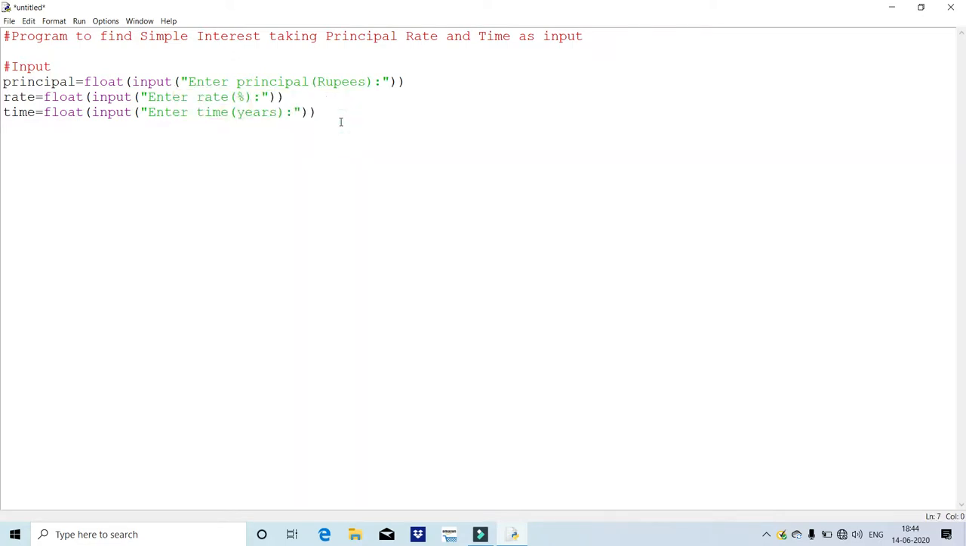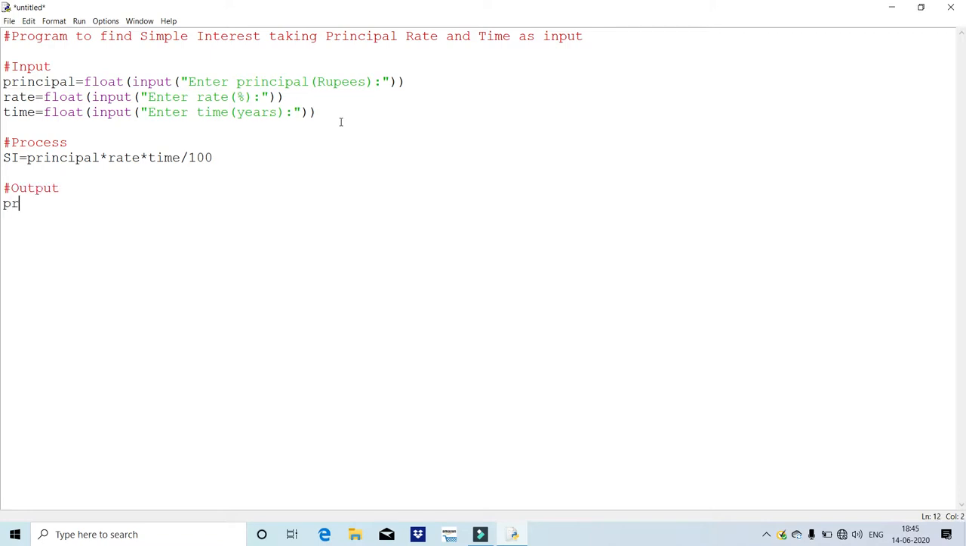So after that you have to process it. In process, I'm going to use the formula to find simple interest. Let us say SI is equal to principal multiplied by rate multiplied by time divided by 100. So we are going to calculate the simple interest and finally give output.